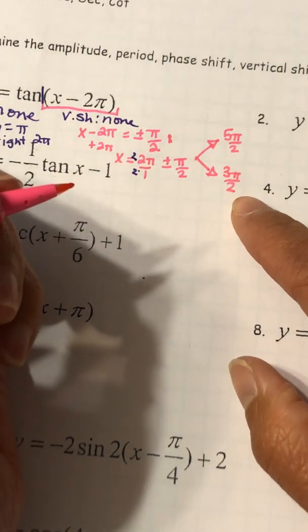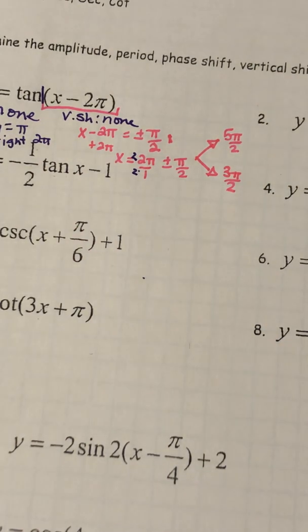So we're going to count by pi over 2's on our graph. That's how we're going to increment it. So our asymptotes kind of tell us how to break it up. And now we're ready to graph.